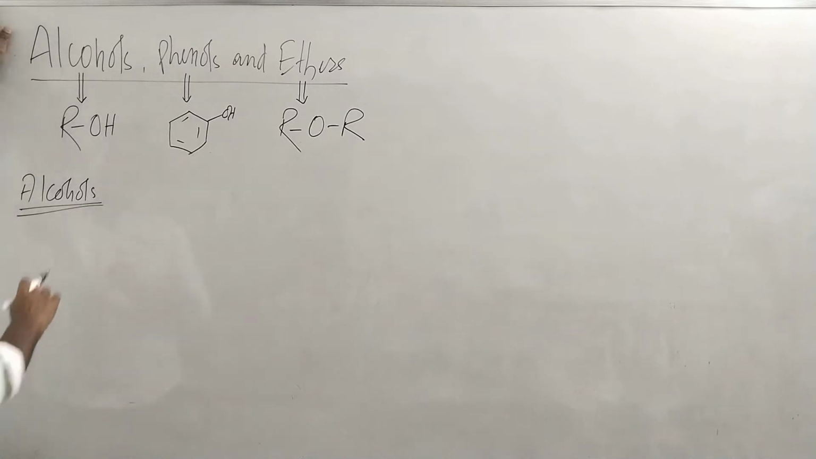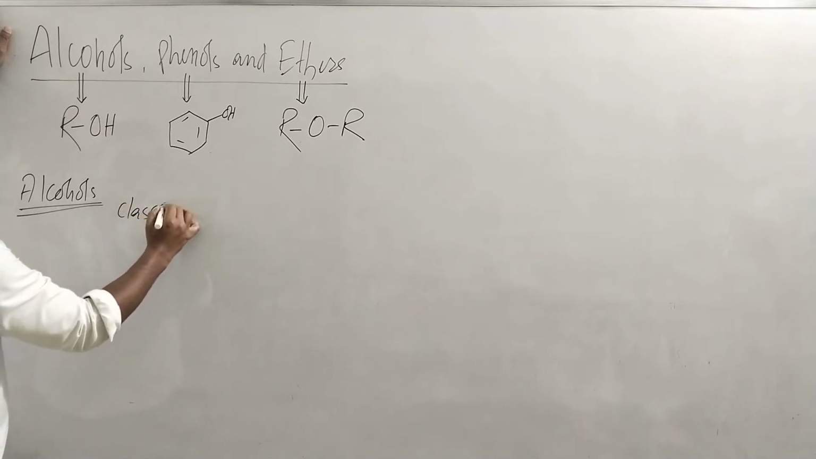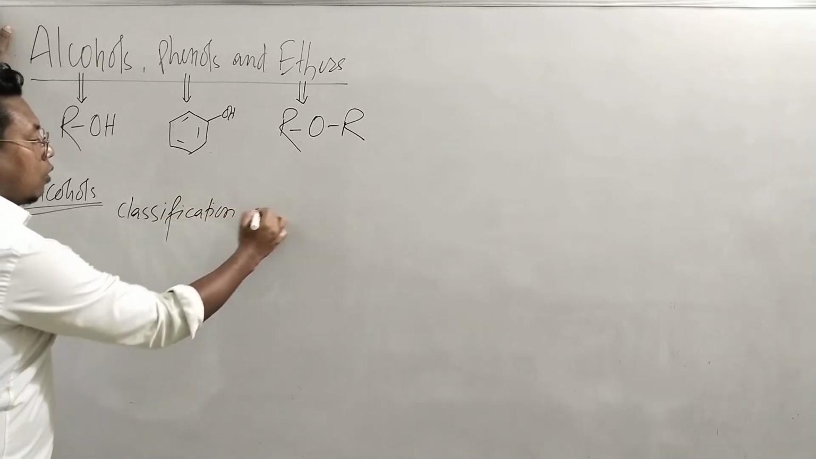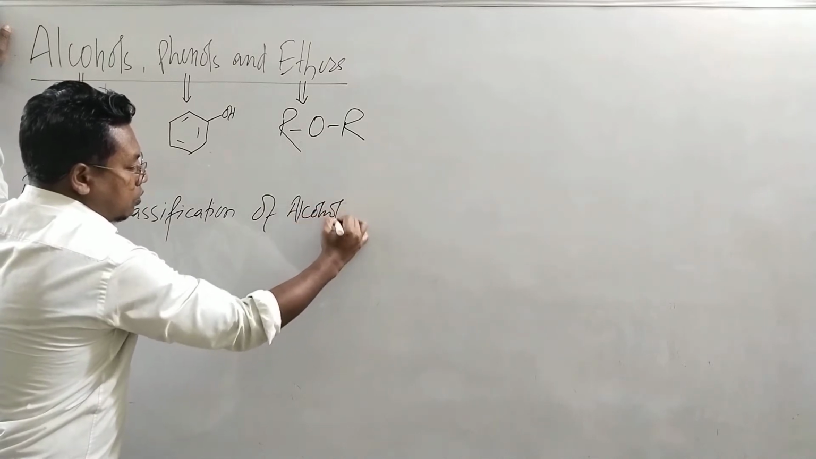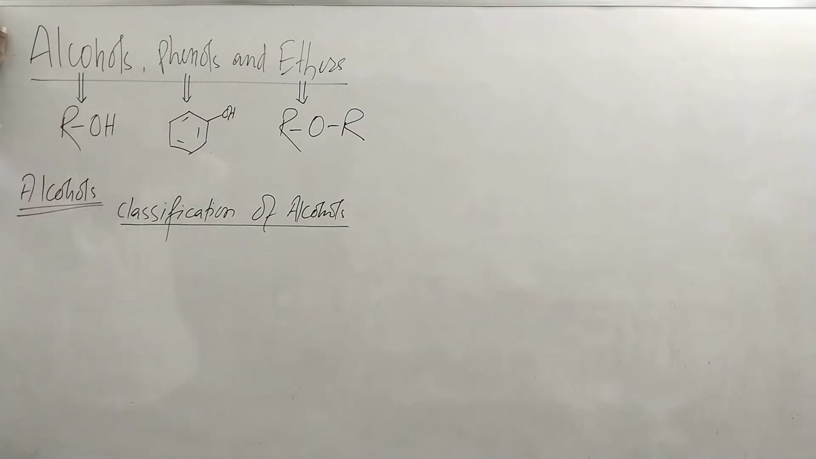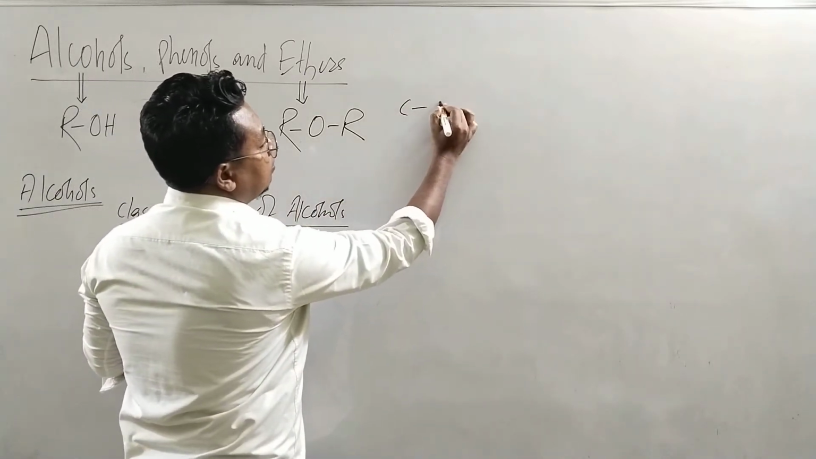Now let us start with classification of alcohols. Alcohols are classified on the basis of the carbon atoms to which OH is attached. So we have some different types of carbon atom.